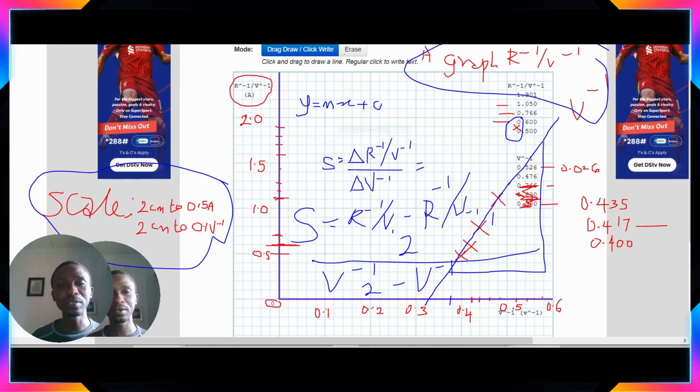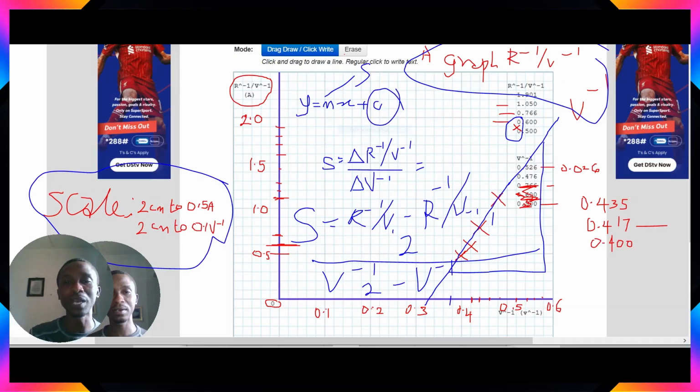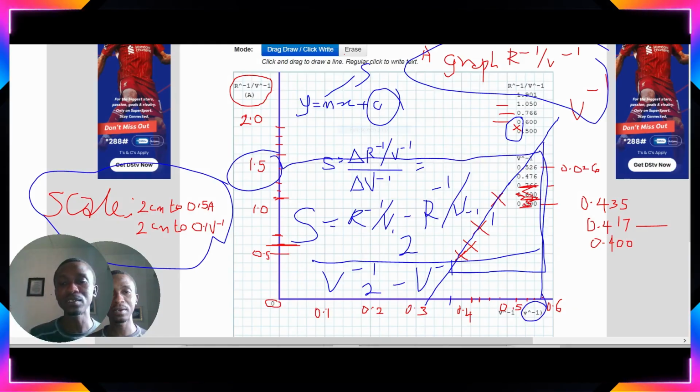So this m is actually your slope. The value you get for your slope, you substitute it here. Don't forget, this is what you are looking for, which is the intercept c. Then you pick any value on y. Let's assume that we pick 1.5 on y. Then you pick the corresponding value on x. So that's how to get your intercept.